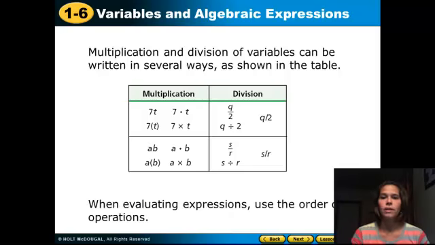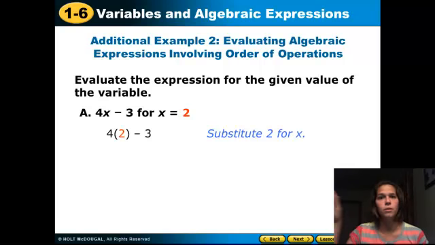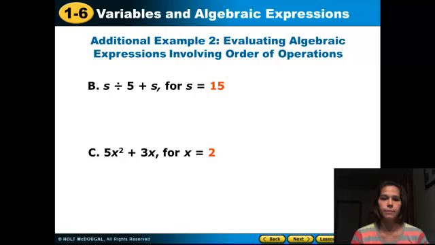When evaluating expressions, use the order of operations. We're going to get into some more complicated expressions here. So if I have 4x minus 3, I'm going to substitute x equals 2. Anywhere x occurs in that expression, I'm going to substitute 2. The x goes away, it's substituted off the playing field, and now I'm going to follow order of operations. First, I'm going to multiply. 4 times 2 is 8, and then I will do my subtraction. 8 minus 3 is 5.